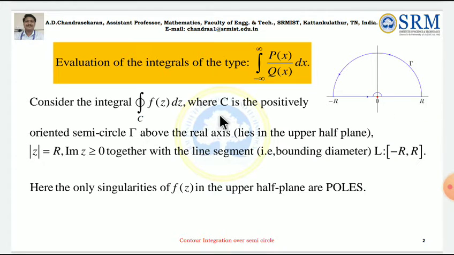So this is my gamma, this is my C. Here the only singularities of f of z in the upper half of the plane are called the poles. Now what happens? The integral over C of f of z dz is the sum of the integral over gamma plus the integral over the real line, that is the line segment minus r to plus r.